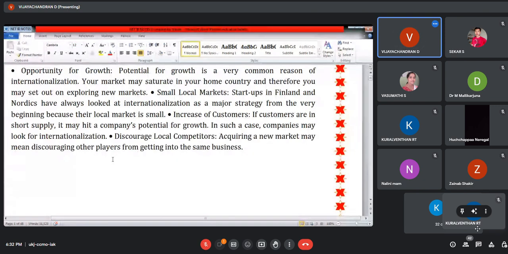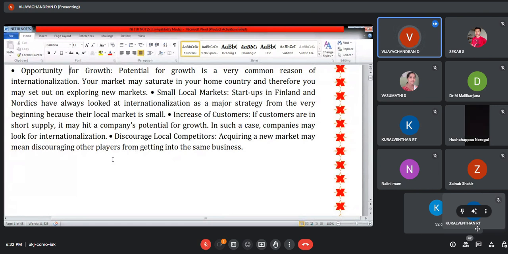So yeah, you will go to other countries, you will do business in other countries. This may lead to discouraging the local competitors. So that is the reason why the government may impose the tariff and quota system. What are the reasons for the tariff and quota system?